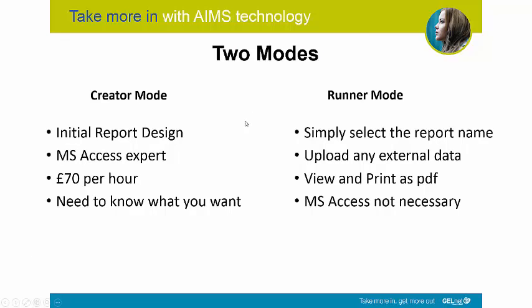So the way the reporting system works is that there are two modes. So you've got a creator mode which is like the design mode, if you like. So the creator mode is for creating the actual report template, and the runner mode is the simple mode, which is literally just finding the name of the report that you have, and then printing it or sending it to the student.